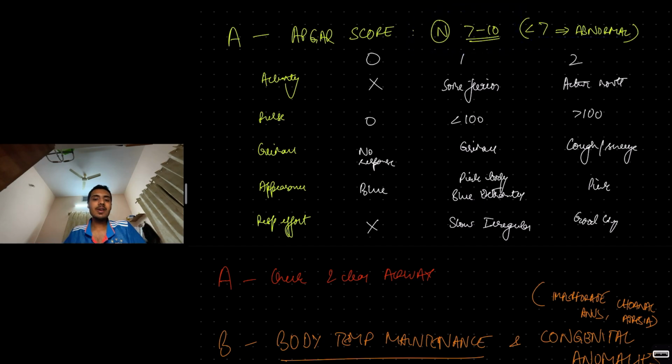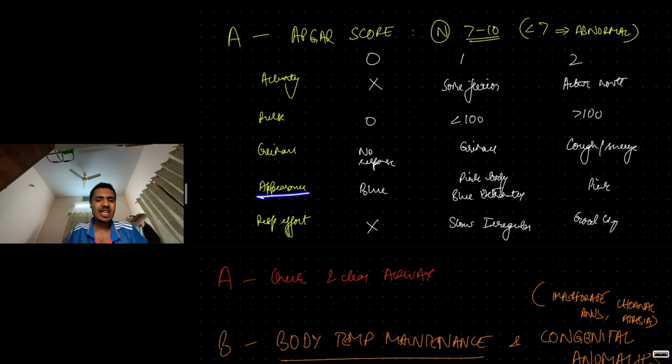Now, activity: 0 meaning no activity, 1 meaning some flexion is there, 2 meaning the baby is actively moving. Pulse: 0 beats per minute is 0, less than 100 is 1, more than 100 is 2. Grimace is when you give a stimulus near the nose of the baby: no response is 0. 1 meaning grimace, some sort of facial expression. 2 is cough or sneeze: the baby gets irritated and coughs or sneezes. So, very active, very normal.